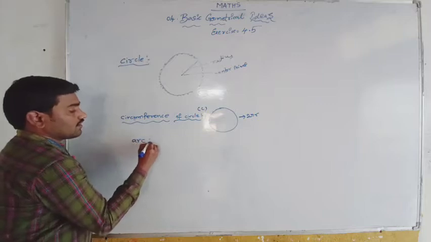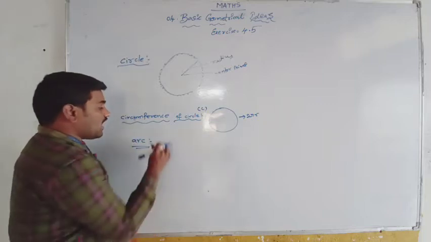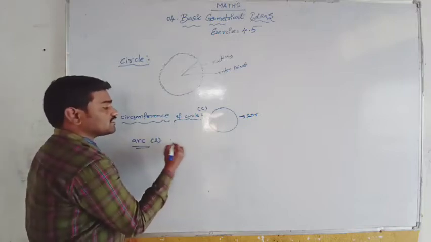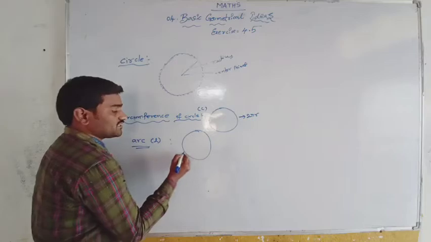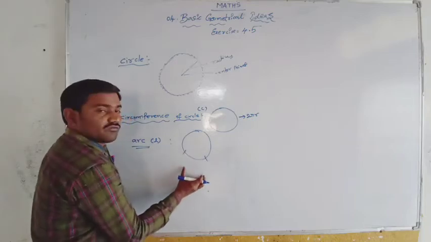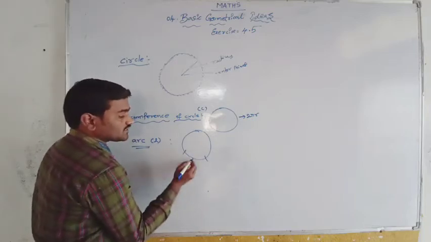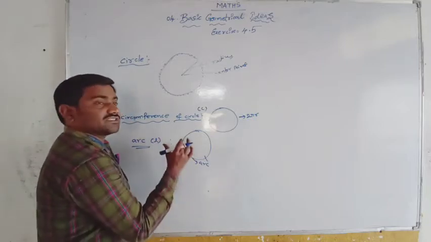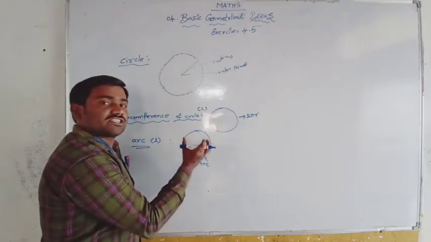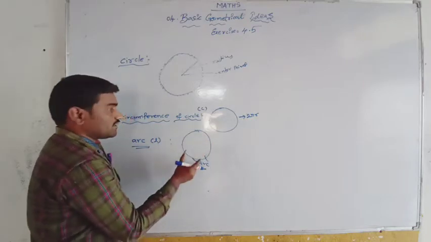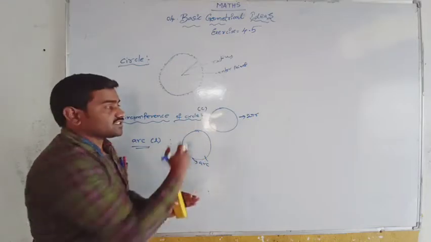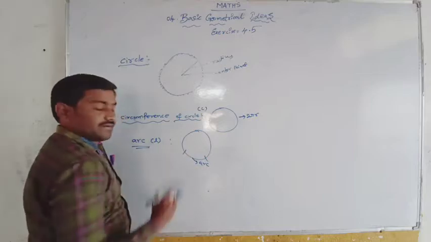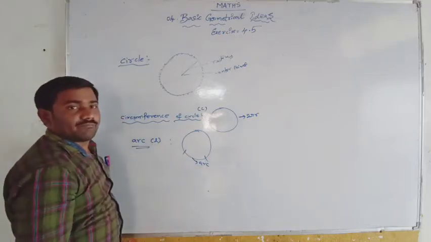Next, arc. What is the meaning of an arc? Arc is denoted by small l. An arc is a part on the circumference of a circle. Suppose we take this part out from this circle. This part is known as an arc. One piece from the circumference, one piece from the boundary of the circle, is known as an arc.